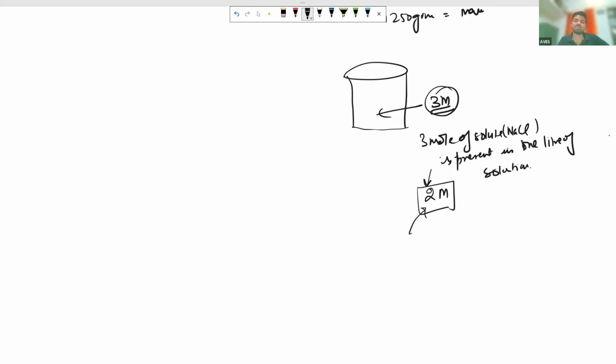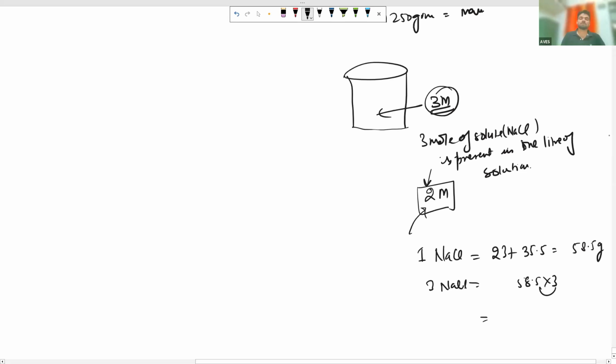Now if I'm saying it is 3M, 3M means 3 moles. Now just concentrate. What is the mass of 3 moles? 1 mole of NaCl contains 23 plus 35.5, that is equal to 58.5 grams. So 2 moles will be twice of this and 3 moles will be 58.5 multiplied by 3. What will you get? Sir, 175.5 grams. Yes.